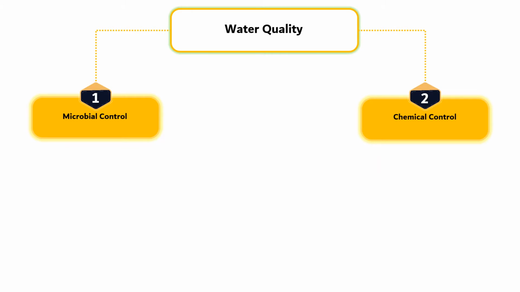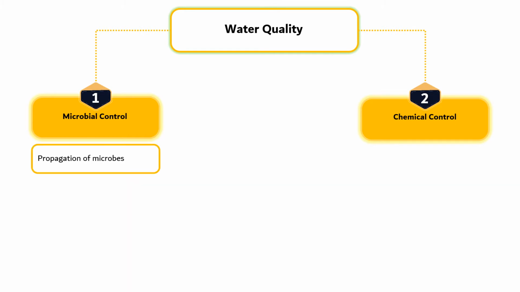Water quality. An adequate water supply of appropriate quality is essential for various streams in bioseparation. There are two important aspects in water quality: microbial control and chemical control.